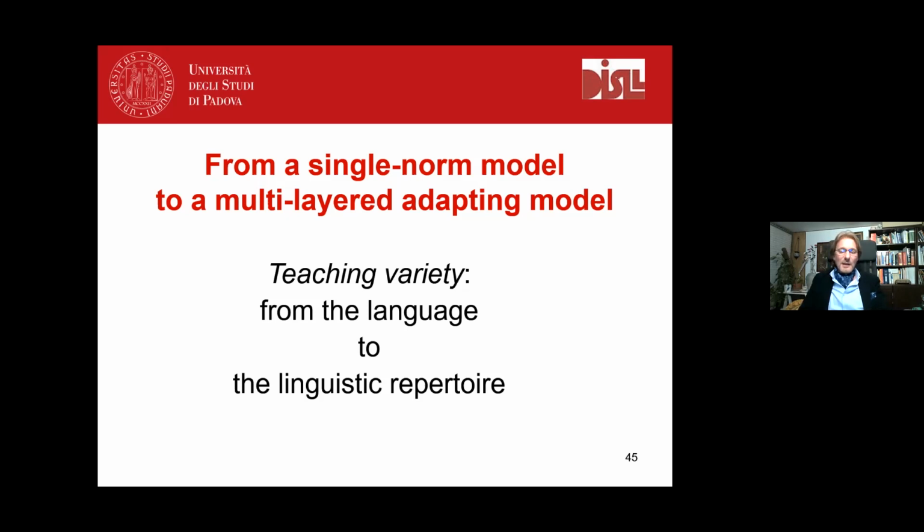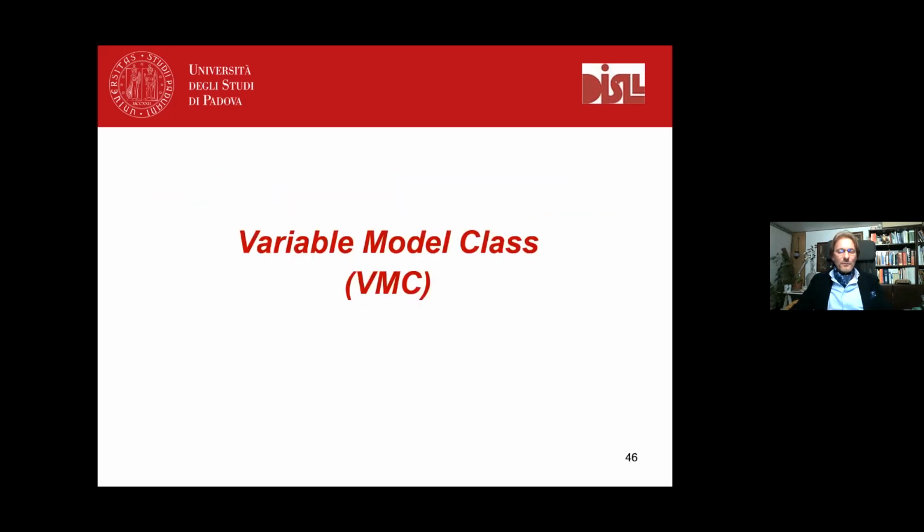A teaching variety is a variety that moves the focus from the standard variety of the language that you're teaching to the linguistic repertoire that that language belongs to. And I will try to make this clearer in a minute. In order to do this, we need to set up a class based on a variable model. And this is what I called a variable model class, VMC.